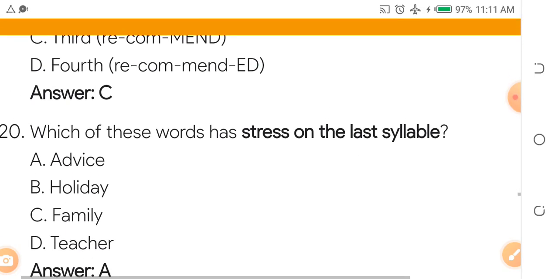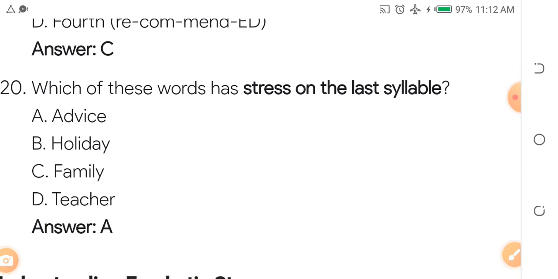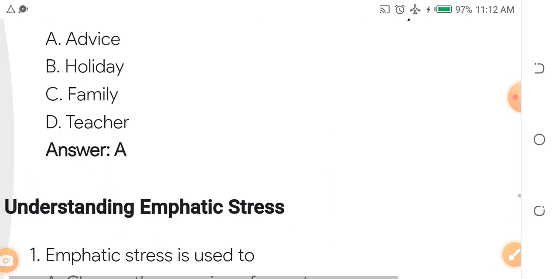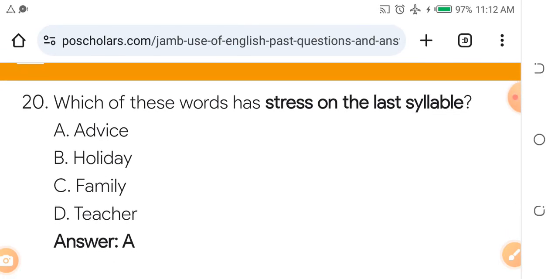Let's look at question 20. Which of these words has stress in the last syllable? A, advice. B, holiday. C, family. D, teacher. The answer is A, advice. Vice is the one that is hugely stressed.